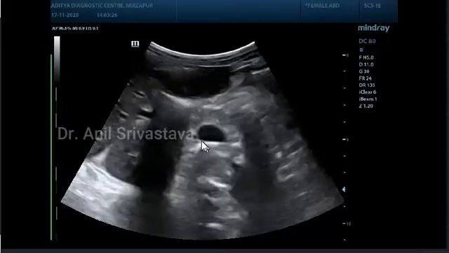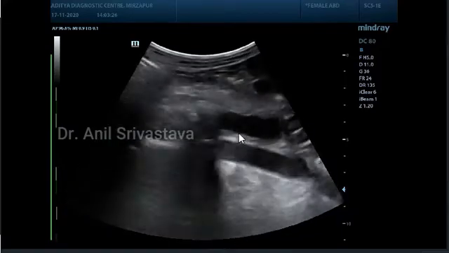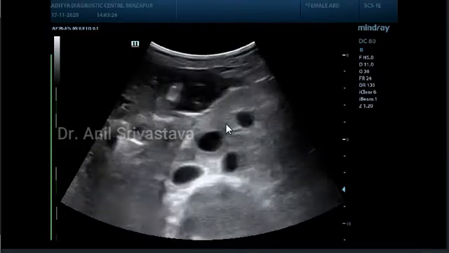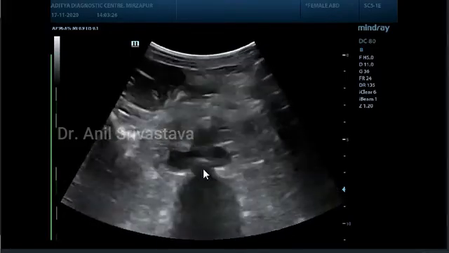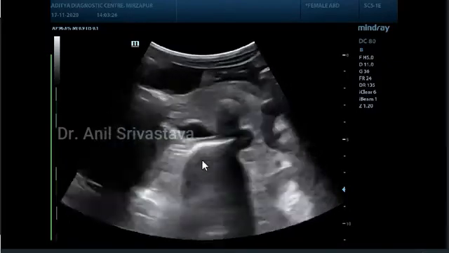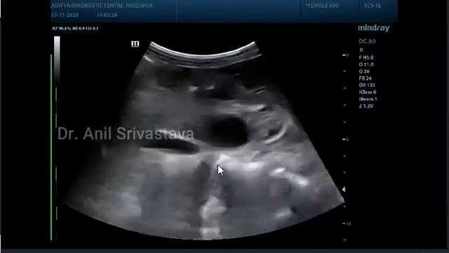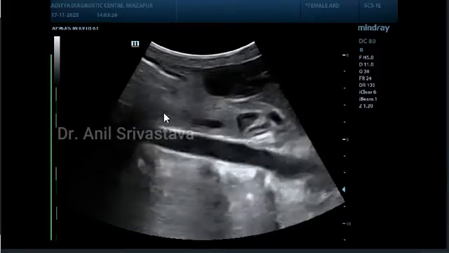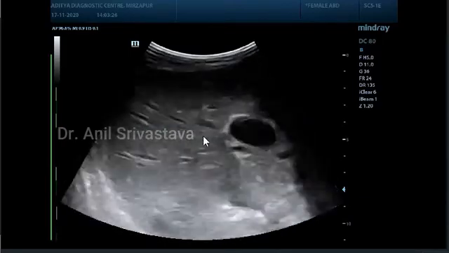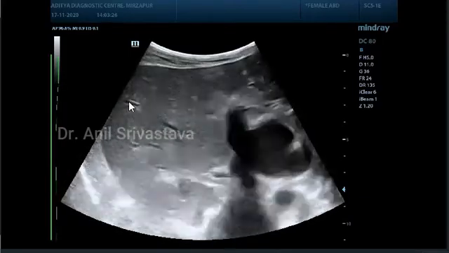This is the pancreatic part of the CBD. This is dilated. This is the calculus in the pancreatic part of the CBD. This is the pancreas. This is calculus in the CBD. Dilated IHBR.